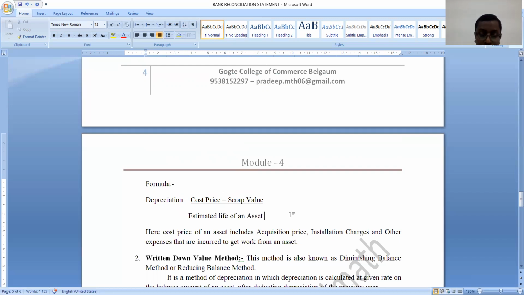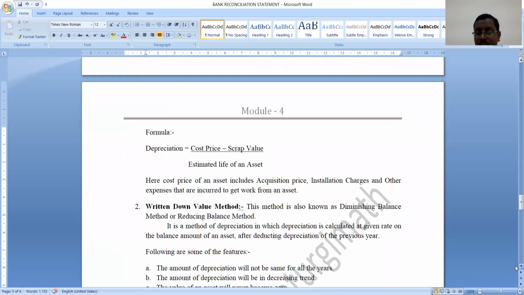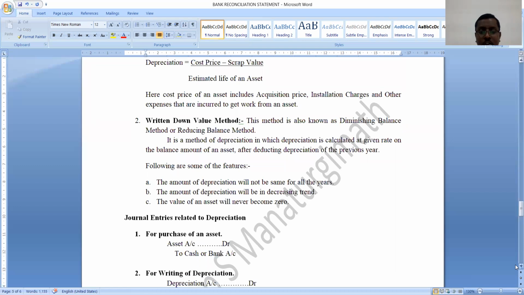Yes. Here, one more very important thing that you should keep in mind is that the cost price of an asset includes the acquisition price of the asset, installation charges, and transportation charges that are incurred to get work from the asset. Meaning, till you start getting work from the fixed asset, whatever expenses are incurred, all those expenses are considered as the cost price of an asset. So this is about which method? This is about the straight line method, or you can say fixed installment method or original cost method.